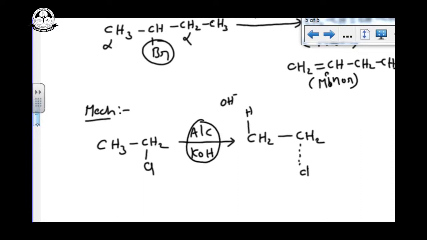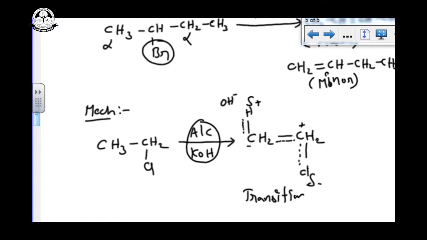So in KOH, this bond is going to break. H has a partial positive and the other a partial negative. Now this bond is going to be made. All bond breaking and bond making will be done simultaneously. If the bond breaking and bond making are done simultaneously in a single step, that is called the transition state.